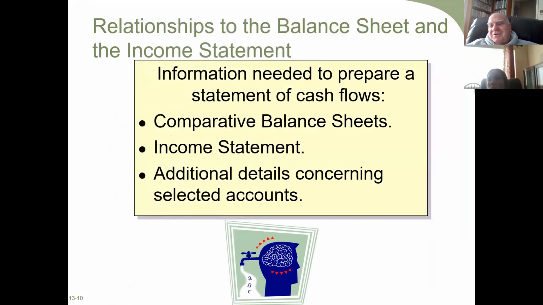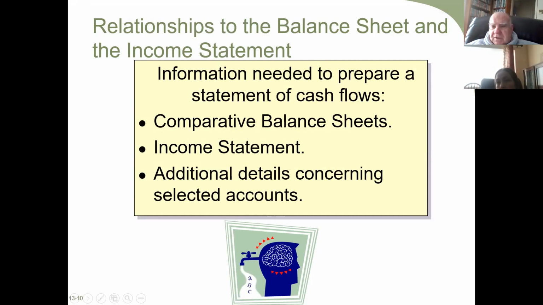Relationship to the balance sheet and the income statement, okay? In order to do a cash flow statement, this is exactly what you need. You need the income statement for the current year, and you need the balance sheet for the current year and the balance sheet for the prior year, comparative balance sheets. You need those two to get started, and then additional details in certain accounts. Let's concentrate on what you need.